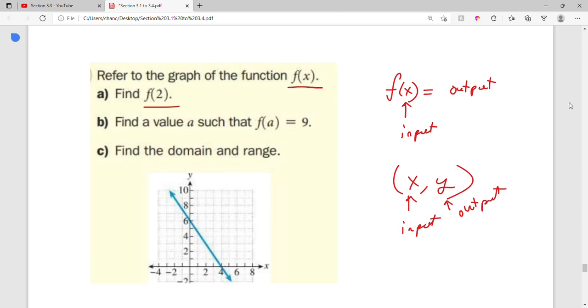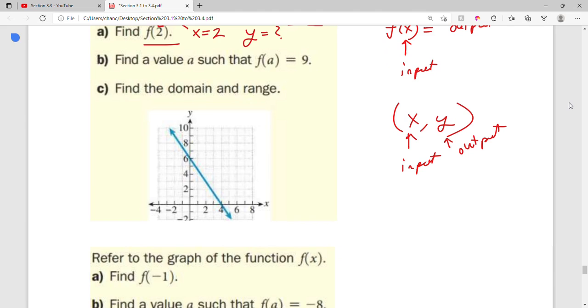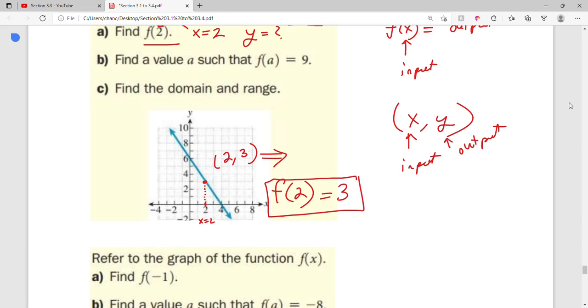So when they're asking you to find f of 2, this is the x. X equals 2, and all we need you to do is find what y is on the graph. So I look at the graph, this is x equals 2, and figure out where it intersects my graph. This is the point 2, 3. What this tells me is if I plug in a 2, the output is 3. So f of 2 is equal to 3. The input is 2, the output is 3. Or 2, 3 is on the graph.